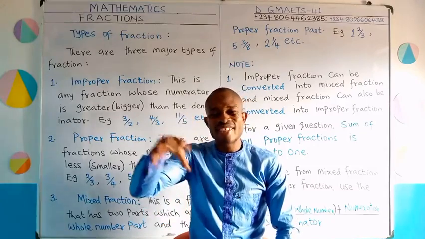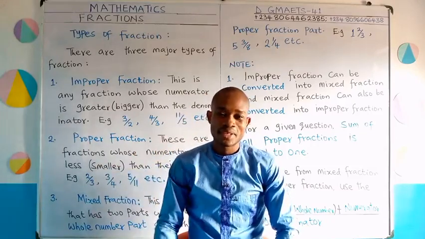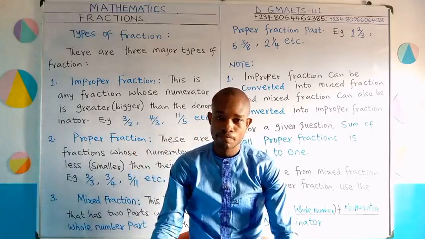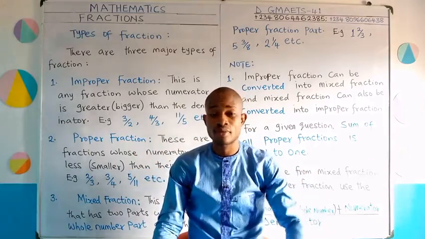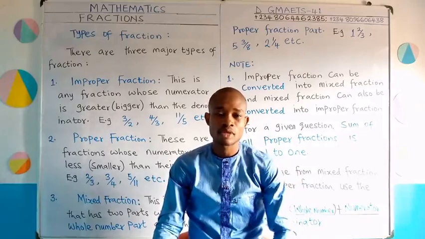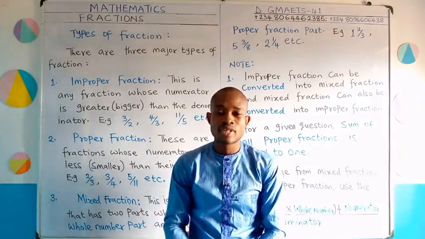If you divide, you get decimal as your answer. So it shows that it's a fraction, okay? Fractions are numbers, when you divide them, you get decimal. You can put them in decimal form. Alright, let's continue with other examples.